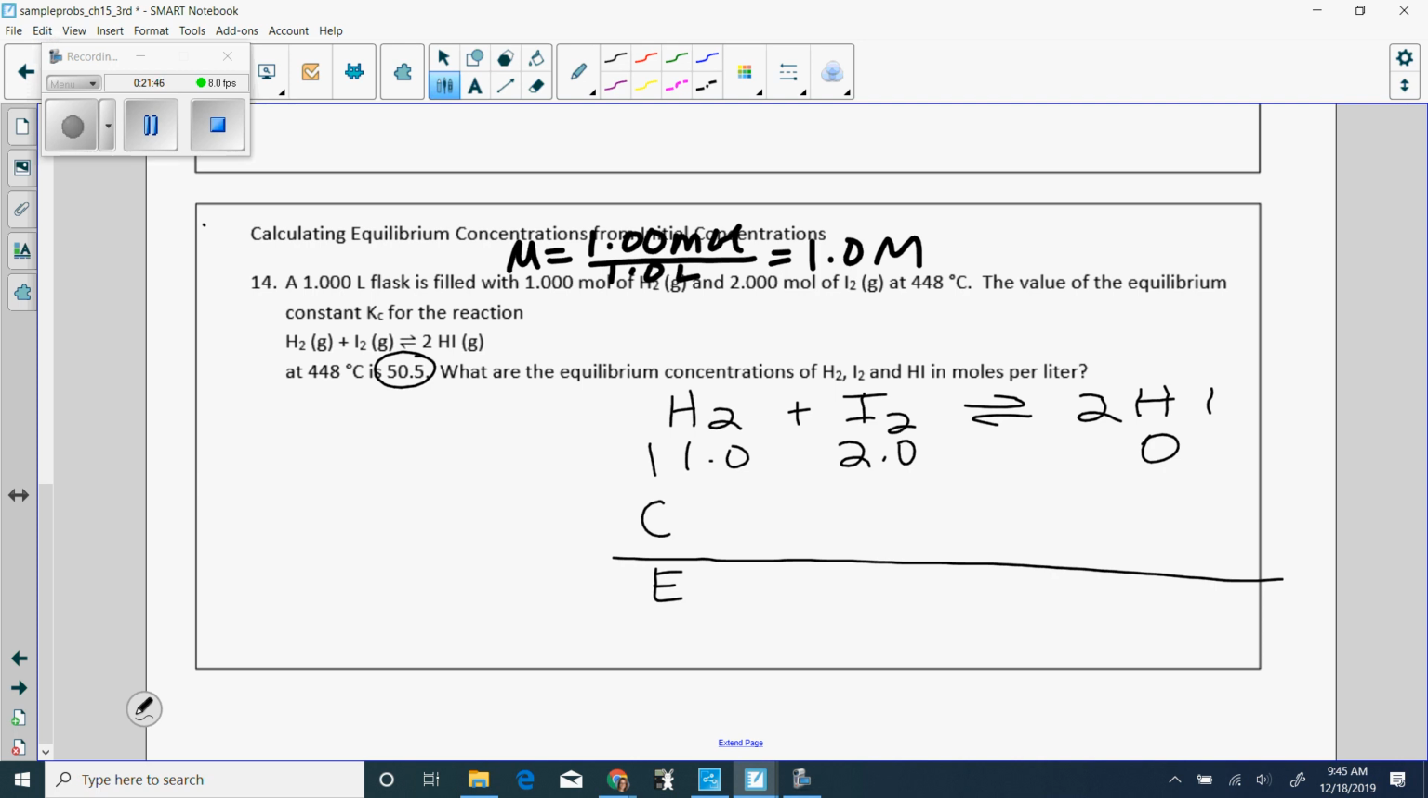I'm going to do my change right next because I know how to do change now. This is going to disappear at a rate of 1x, 1 because the coefficient is 1. This is going to disappear at the rate of 1x, 1 because the coefficient is 1. X I'm going to have to figure out somehow how to do it. This is going to appear at a rate of 2x.